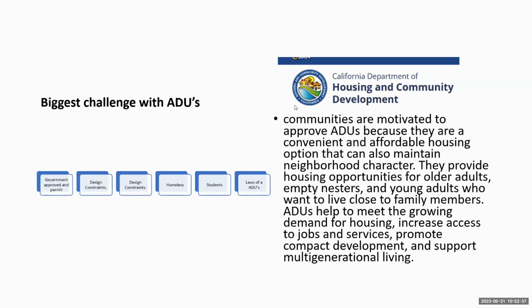So the challenges to build an ADU, and the challenges the community has, are government approval and permits, design constraints, homeless people, students without a housing keeper, and laws on ADUs. Communities are motivated to approve ADUs because they are a convenient and affordable housing option that can also maintain neighborhood character.